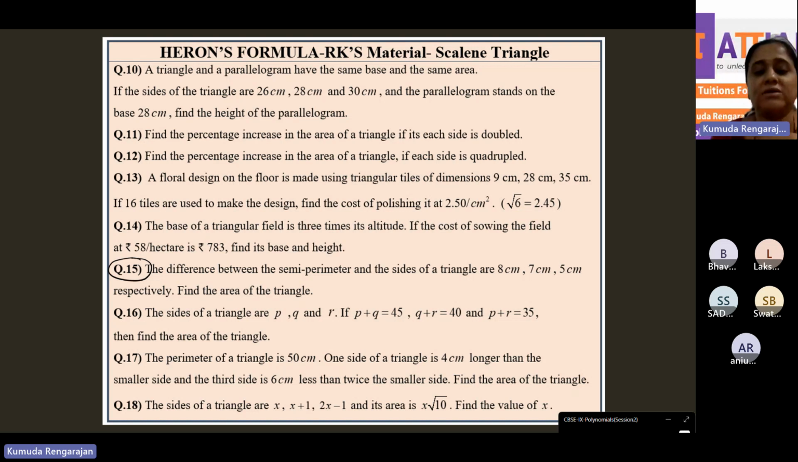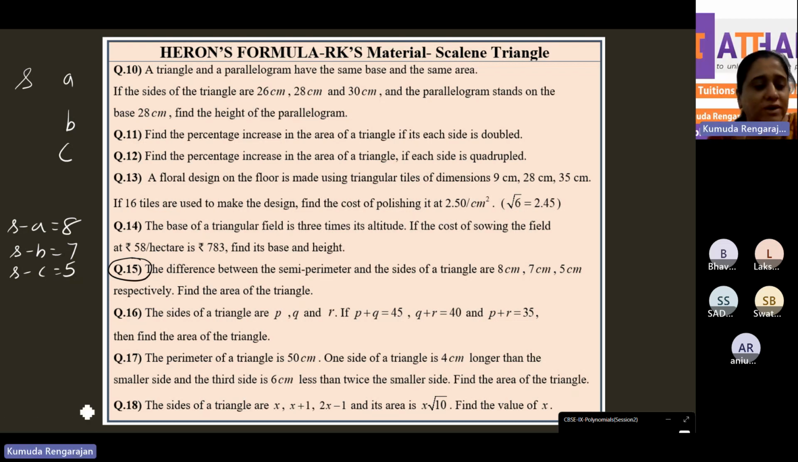The difference between the semi-perimeter and the sides of the triangle. The semi-perimeter is S. The sides of the triangle are A, B, and C. So we are given S minus A is equal to 8, S minus B is equal to 7, and S minus C is equal to 5.